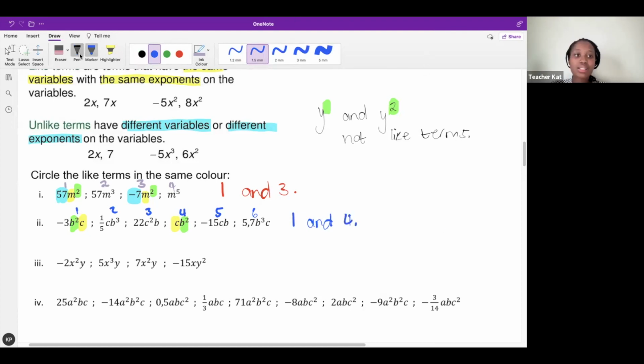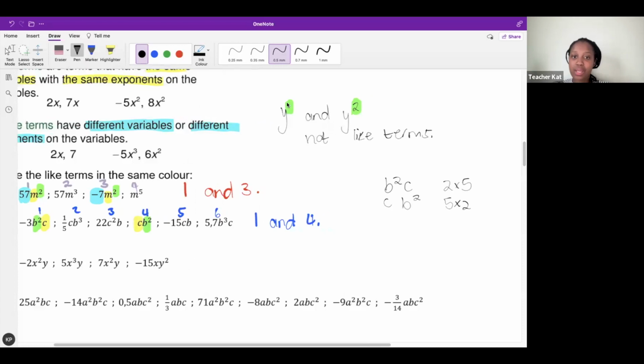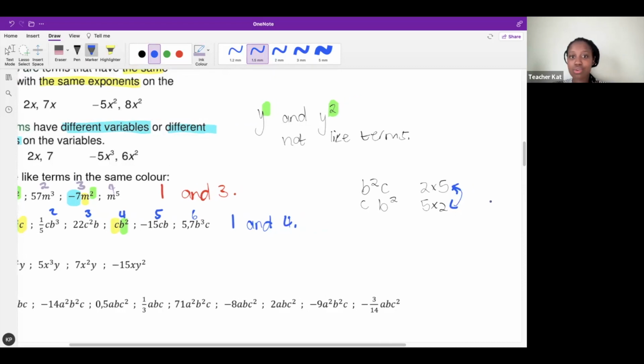Okay, the order does not matter because, guys, just remember, if I have B squared C and C B squared, that's the same as saying 2 times 5 or 5 times 2. Will I get the same answer? If you say 2 times 5, will you get the same answer as saying 5 times 2? Anyone? Are these two sums going to give us the same answer? This one and this one. Okay, what's 2 times 5? No, Yonela says no. What's 2 times 5?